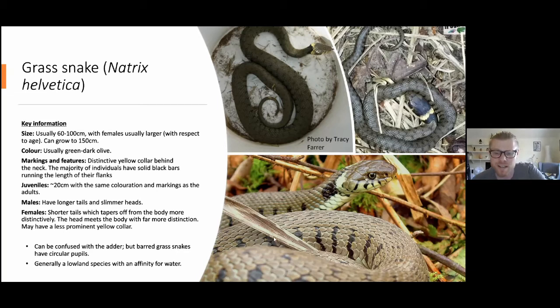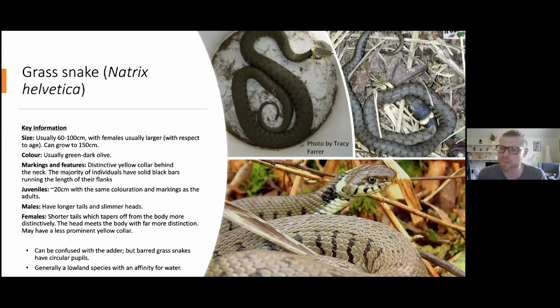To a lesser degree, you can use these dark black lines or bars along the flanks of the snake as an ID feature, but these can be quite subtle on some individuals. It is what gives our species of grass snake its common name, the barred grass snake. So you may hear people call them barred grass snakes every now and again, and that is based on that feature. It's really clear on this image at the bottom, these black bars lining the flanks.